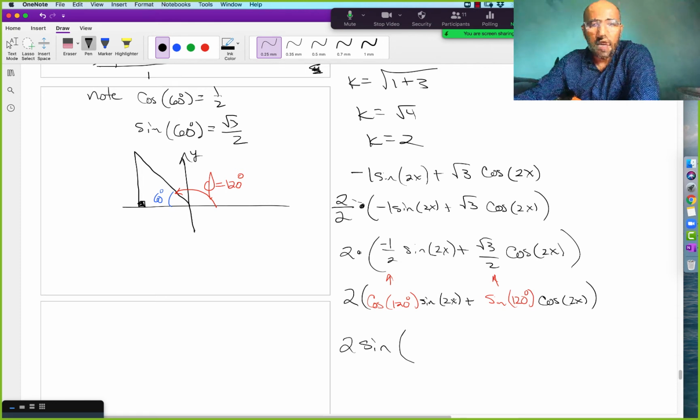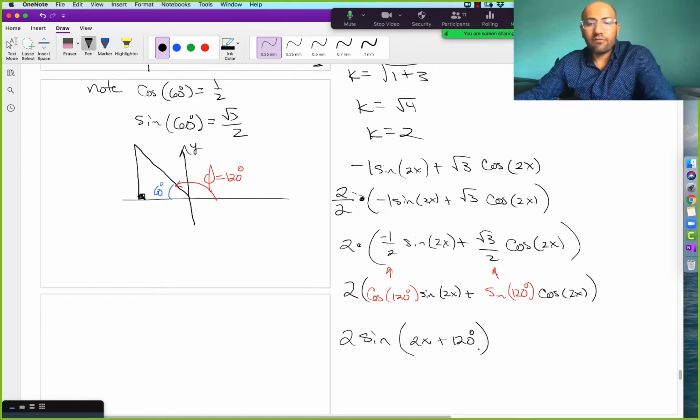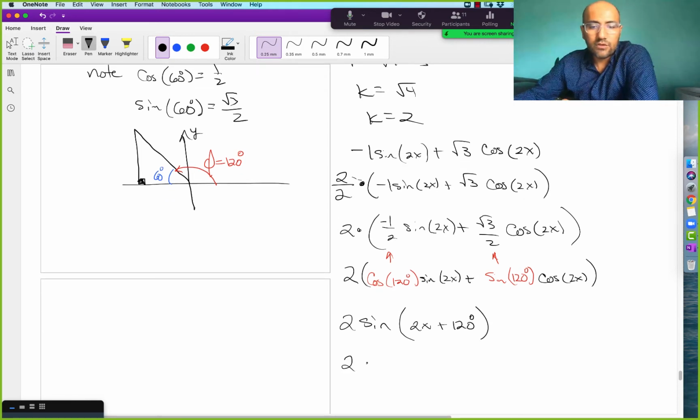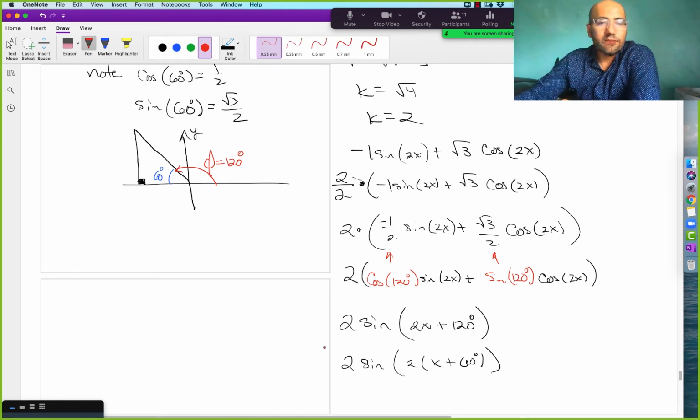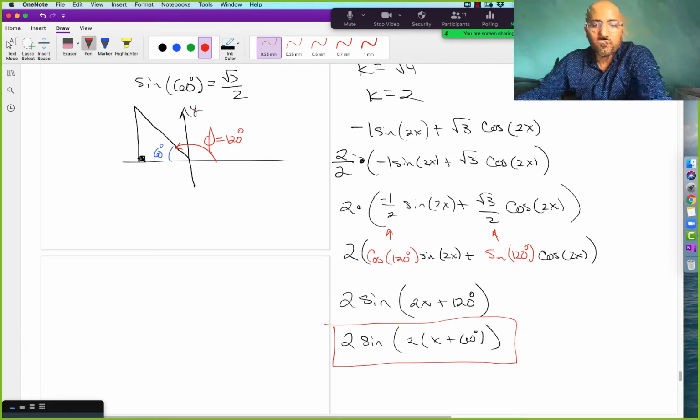It satisfies the form of having 2x plus 120 degrees. Good? Good. We can also factor that and say that this is 2 sine of 2 parentheses x plus 60 degrees. So that's a perfectly good answer there, unless they want it in radians. So then we can turn it over to 2 sine of 2x plus pi/3.